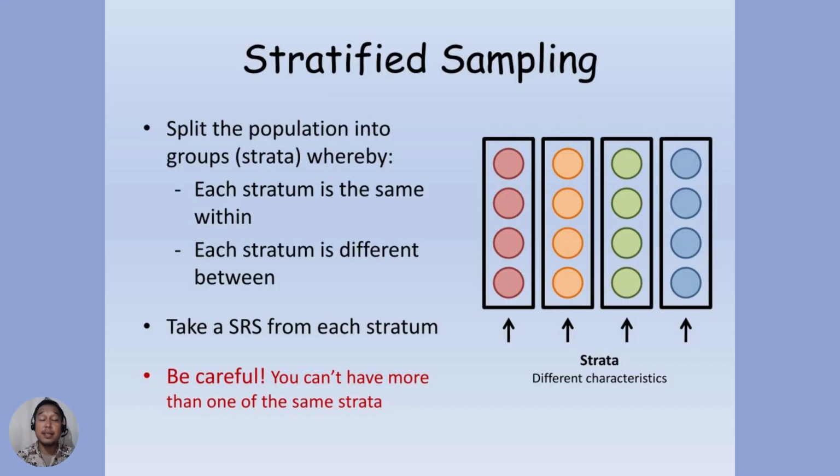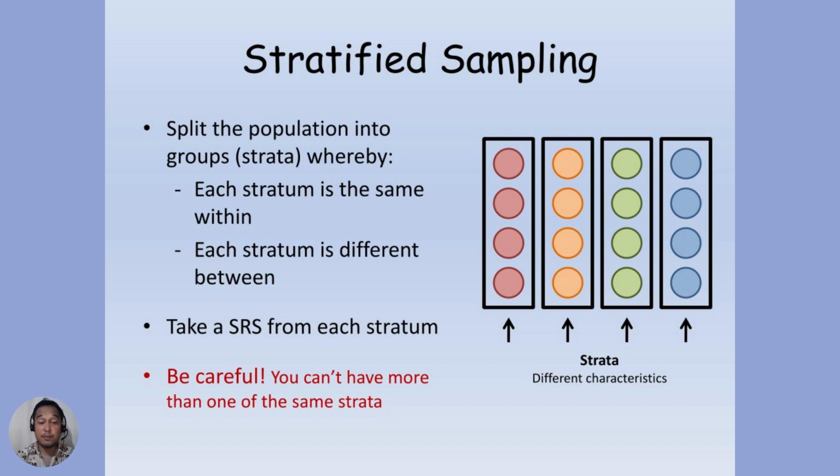The third probability sampling procedure is called stratified sampling. So you're going to split the population into groups. No? So you have there, let's say there are four groups here. Then each stratum is the same within. So they should be grouped accordingly. And each stratum is different between. So each stratum should be different from each other.